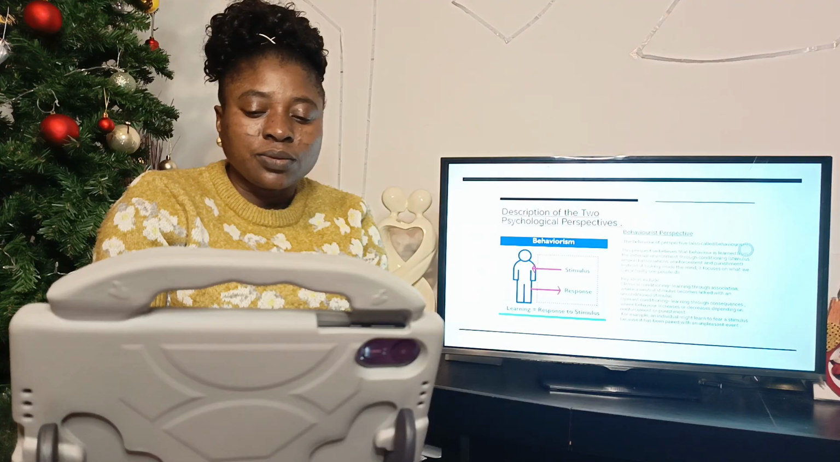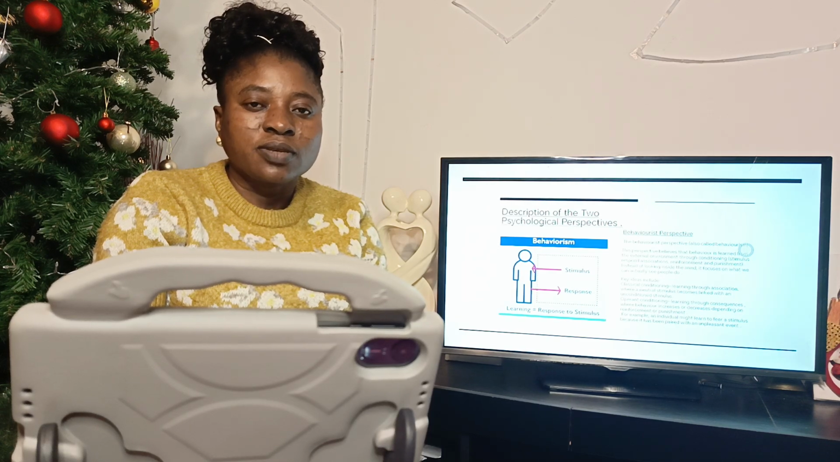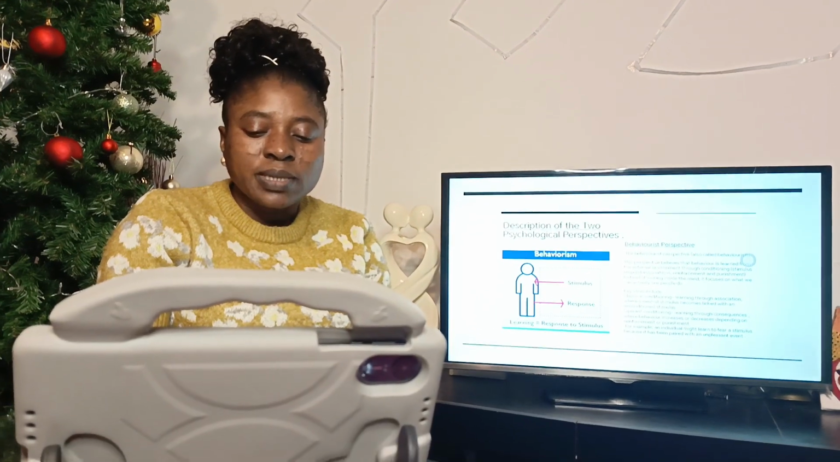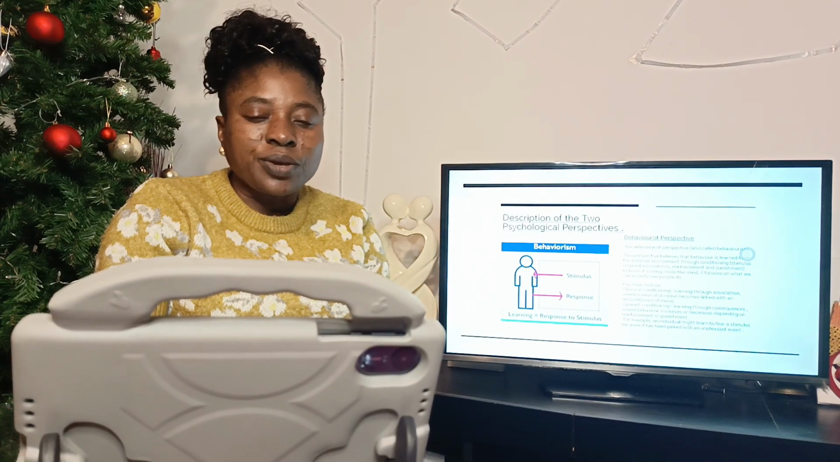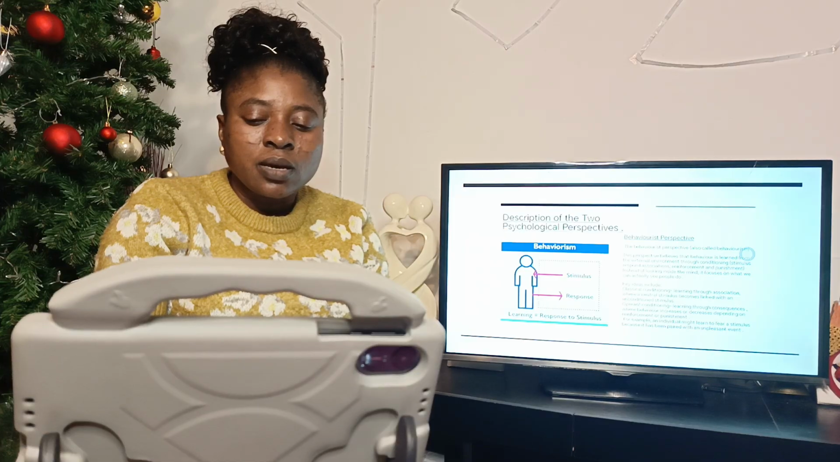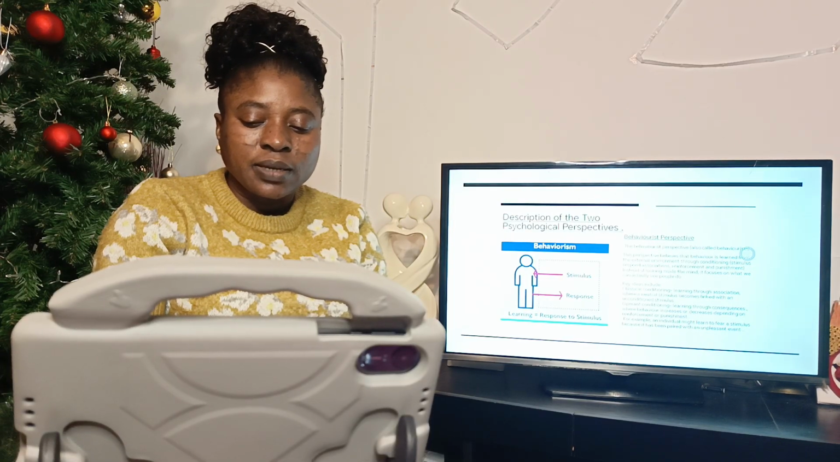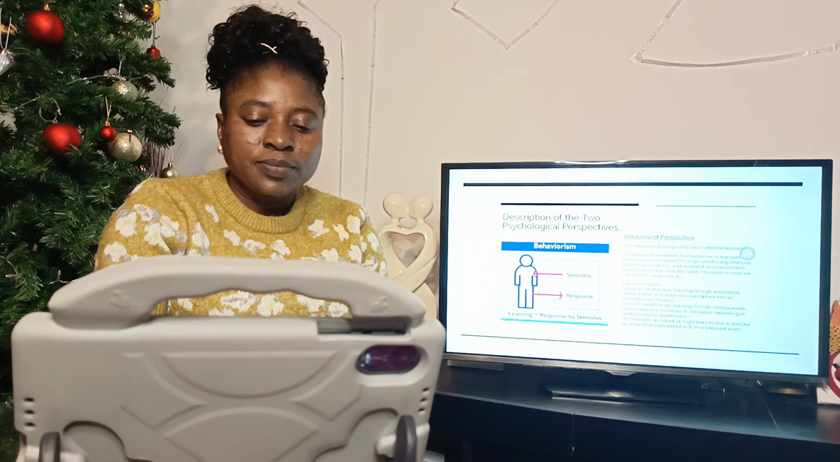Key ideas include classical conditioning, learning through association, where a neutral stimulus becomes linked with an unconditioned stimulus. Operant conditioning, learning through consequences, where behavior increases or decreases depending on reinforcement or punishment. For example, an individual might learn to fear a stimulus because it has been paired with an unpleasant event.